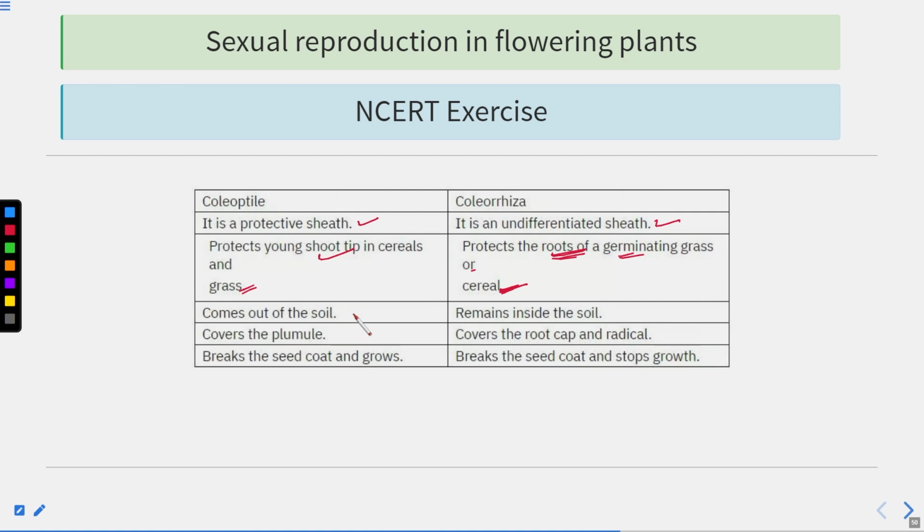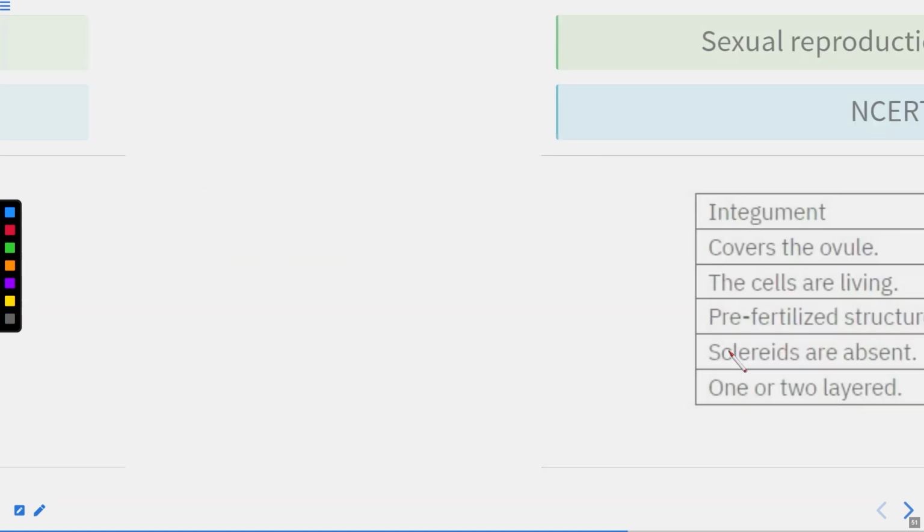Now, the coleoptile comes out of the soil, whereas the coleorhiza remains inside the soil. Coleoptile covers the plumule. Plumule will later give rise to the shoot system. So you can say the coleoptile covers the shoot tip or the plumule, whereas coleorhiza covers the root cap and the radicle. Now, coleoptile breaks the seed coat and grows, whereas radicle breaks the seed coat and stops growth.